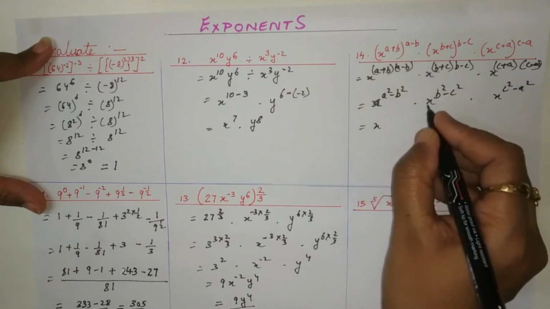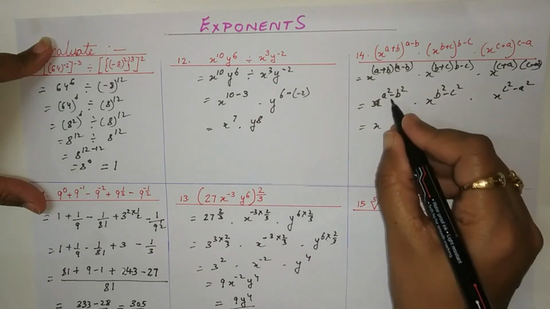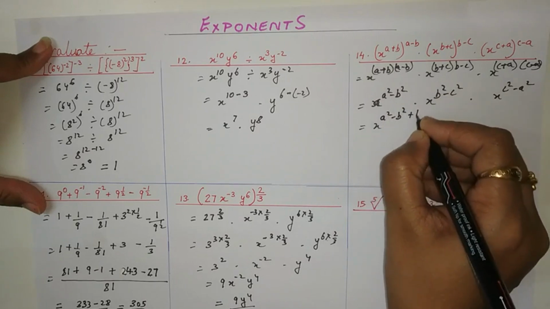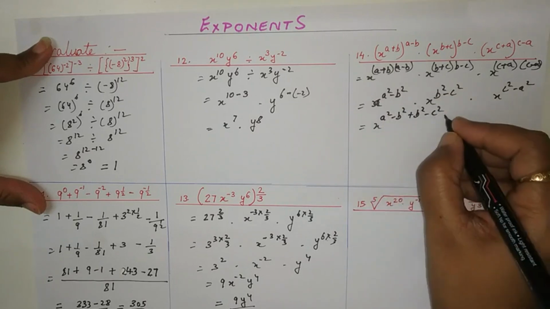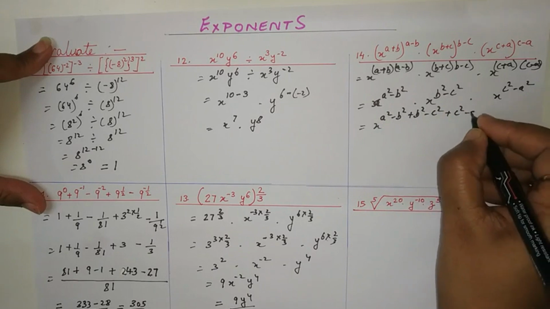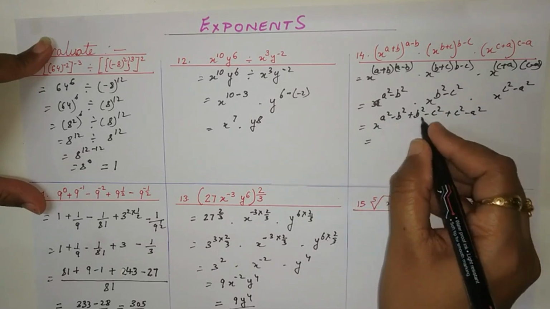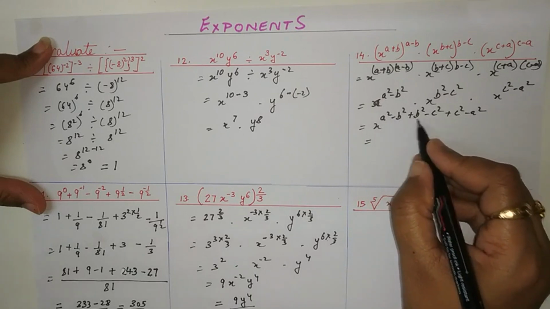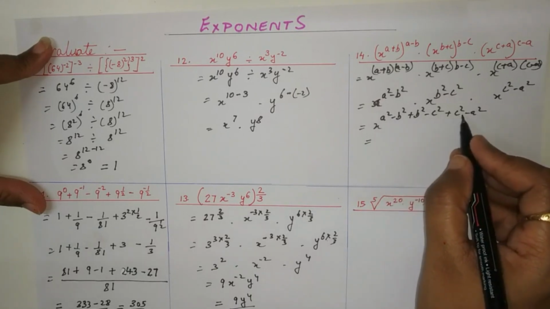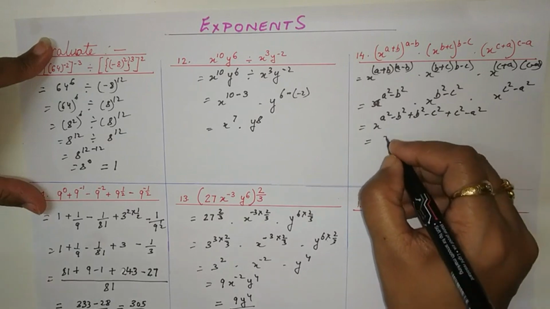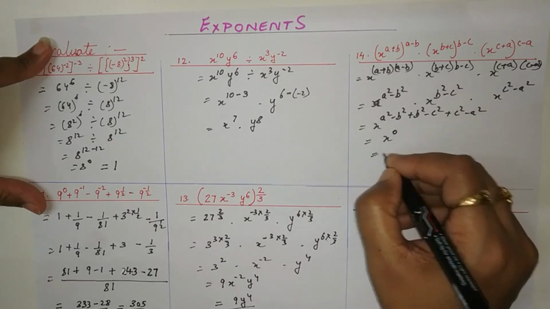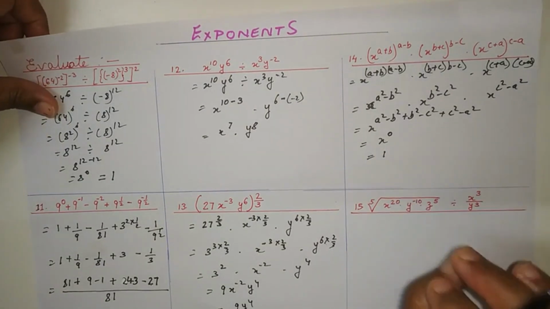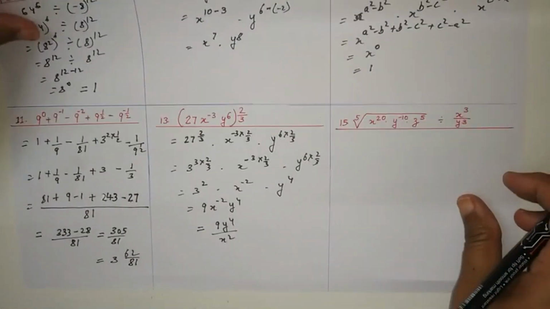Now all bases are same. Therefore, the powers are to be added. That is a square minus b square plus b square minus c square plus c square minus a square, and on cancelling them, they will all get cancelled. So nothing is left, x to the power 0, and the answer is 1. Simple, interesting. This type of questions you should practice.